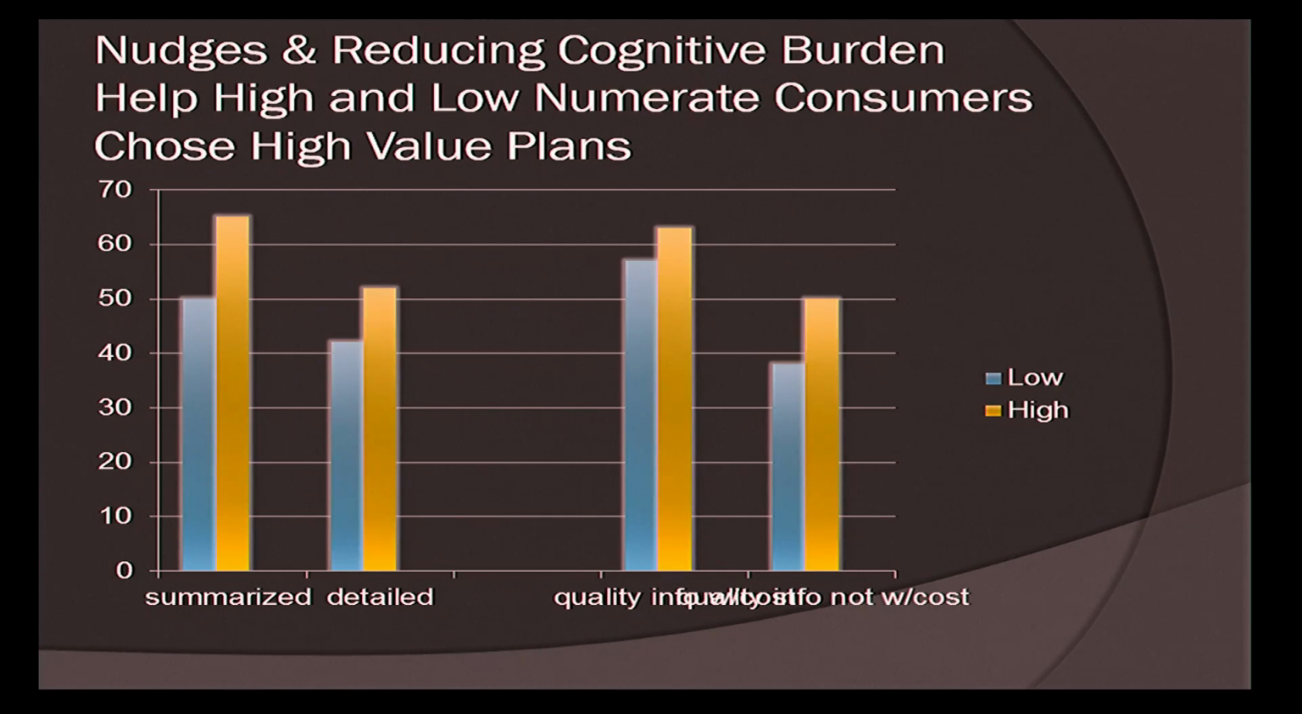But we also saw that nudges and strategies that reduce the cognitive burden did help both high and low numeric consumers choose high-value plans. So in one experiment, we looked at what happens when you just summarize information. You don't give, at least at the top level, a lot of detail. So you summarize maybe premium and total expected costs versus detailed. And the detailed might be 4 different cost measures. It helped people choose high-value plans.